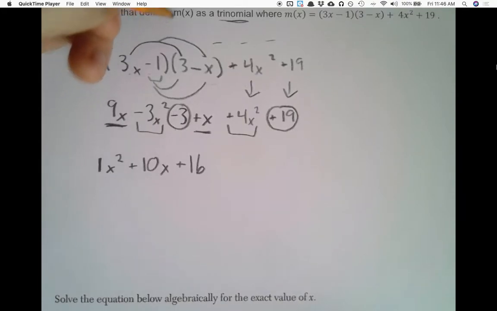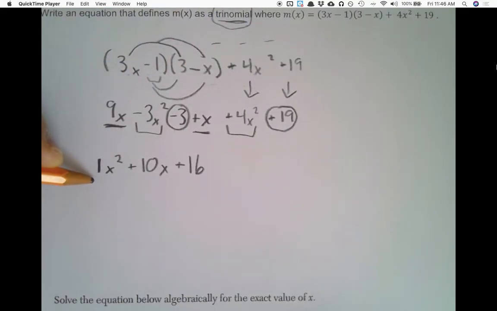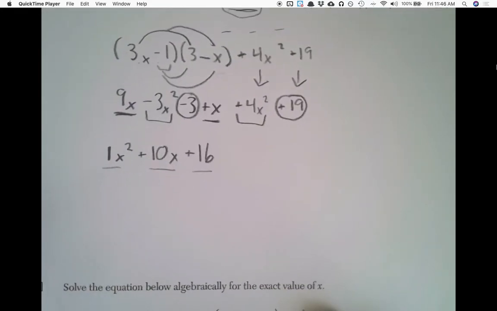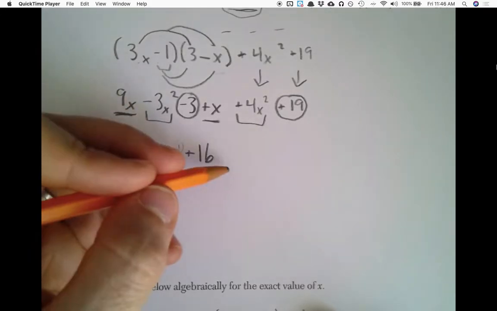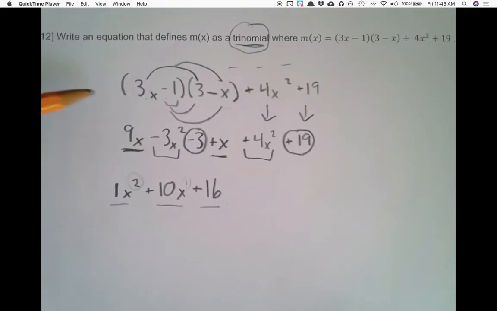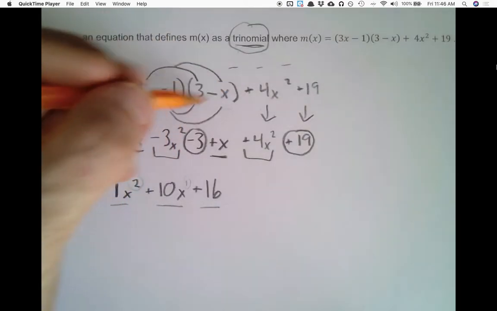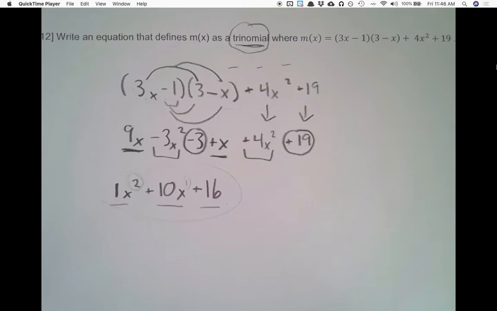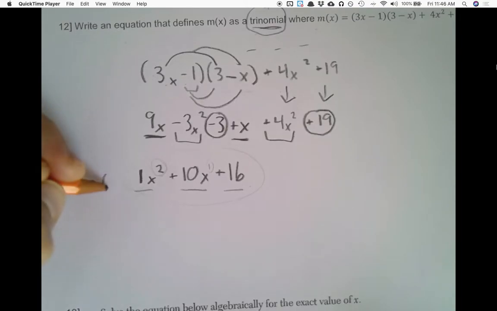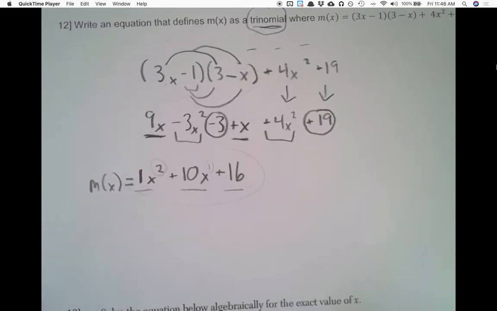Let's come back to looking at this trinomial. Trinomial means there's 3 terms. 1, 2, 3 terms over here. In question 11, they talked about standard form. Again, that's just saying start with the highest exponent, go to the next highest exponent, x to the 1, and then end up with a constant at the end. This is a standard form trinomial. So if they say write an equation that defines this as a trinomial, here's your trinomial over here. I guess officially they want an equation. They said it was m of x equals, so I'll just throw that over there. Now it's an equation. This was the real math. If you got this for me, you were all good.